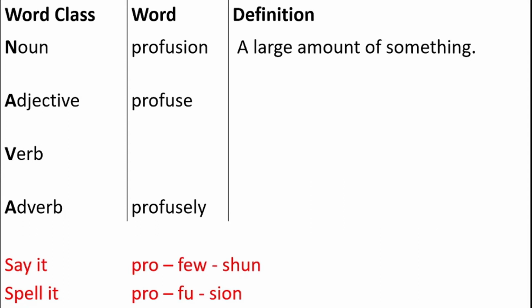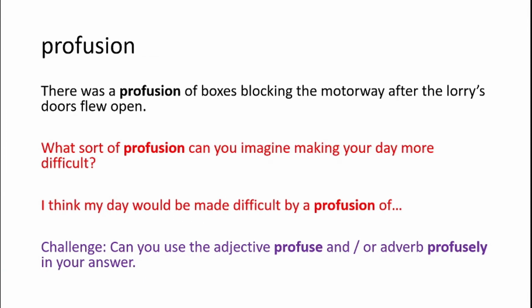And then if we move on, we can see where I've used that word in a sentence. So there was a profusion of boxes blocking the motorway after the lorry's doors flew open. So the idea then is there's so many boxes blocking that motorway, no one could ever possibly begin to count them. It'd be a waste of time. It just looks like there's so many boxes you couldn't tell how many that was.